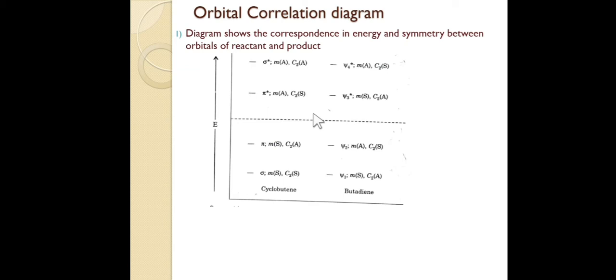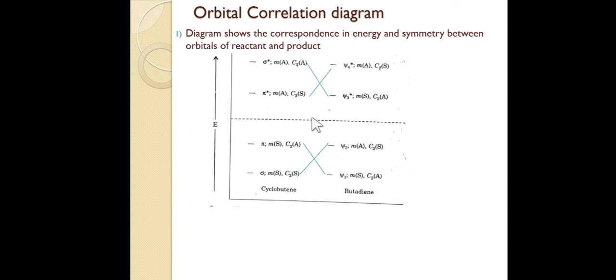Now what we need to do is match or correlate the orbitals having the same symmetry element with minimum energy difference. The orbitals which have the same symmetry element and the minimum energy difference are connected with lines as shown here. We need to connect these orbitals with lines. This is how we can construct the orbital correlation diagram for each and every transformation.